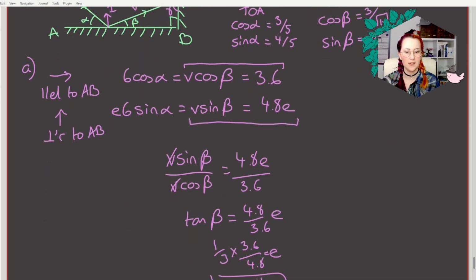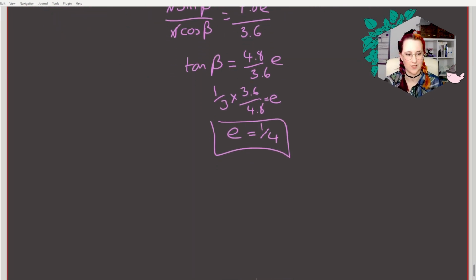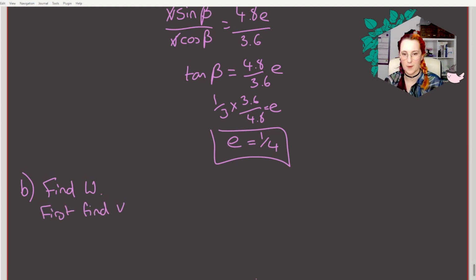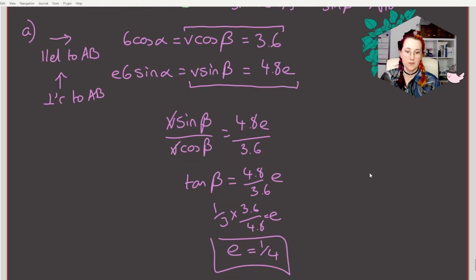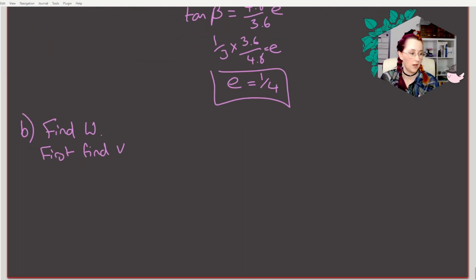So part B of this problem was find the speed after collision, so find W. To do this, first we need to find V, and then we can find W. So first, find V. Remember I labeled the speeds as 6, so U, V, and then W. So we have an equation for V. We could use V cos beta is 3.6 or V sine beta is 4.8E.